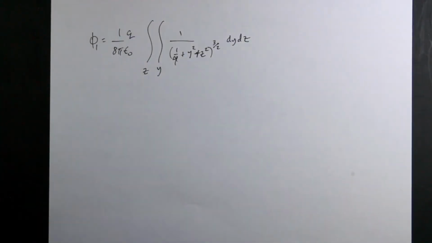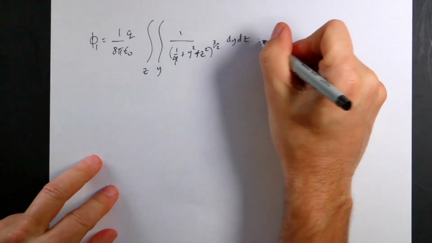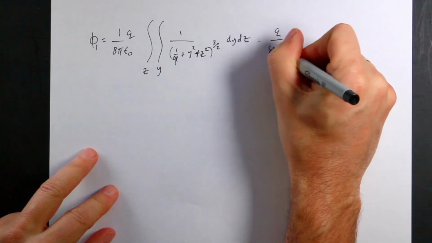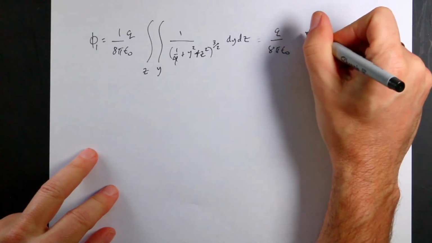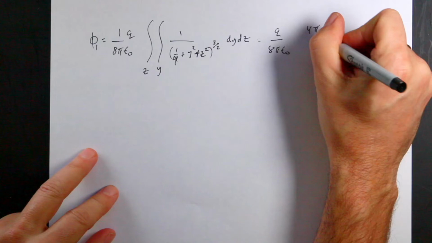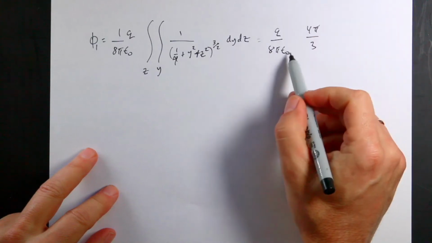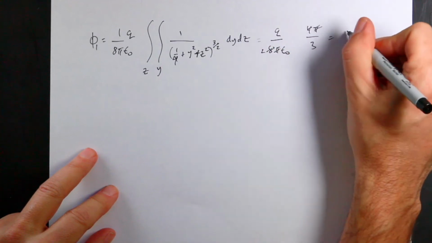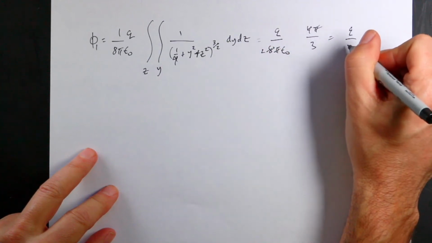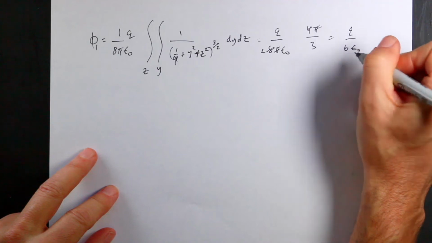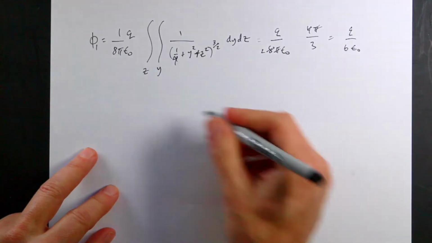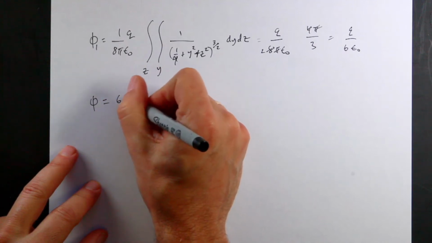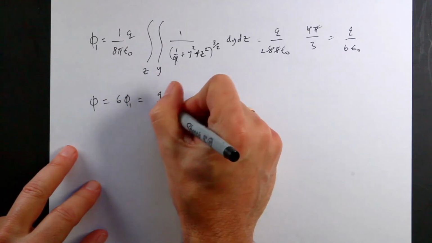Okay, so here I am. I'm just going to say this is equal to, I still have my other stuff out here, q over 8 pi epsilon naught, and then I get 4 pi over 3. So the pi's cancel, this cancels, makes that 2, and I get q over 6 epsilon naught. Now, if I do the other faces, the total flux is going to be 6 times the flux through 1. Then I get q over epsilon naught.